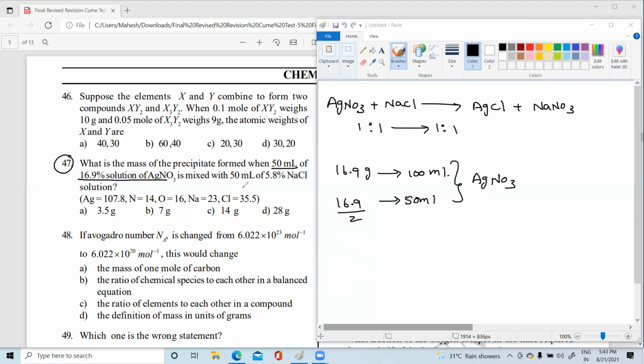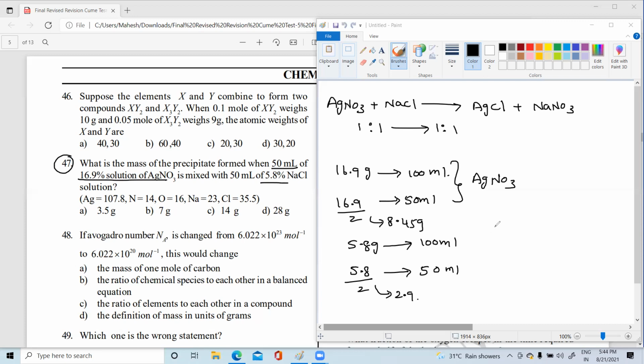Next, in the same way, 5.8% NaCl. So 5.8 grams of NaCl is present in 100 ml of solution. Then in 50 ml, how much is there? Half of that, 5.8 divided by 2. So these both are mixing together. So 16.9 grams gives around 8.45 grams, and 5.8 gives 2.9 grams.